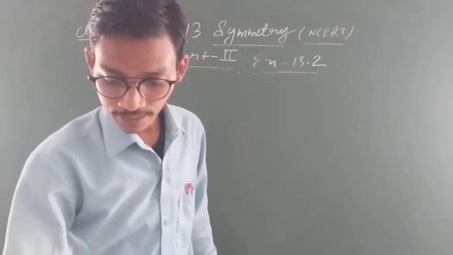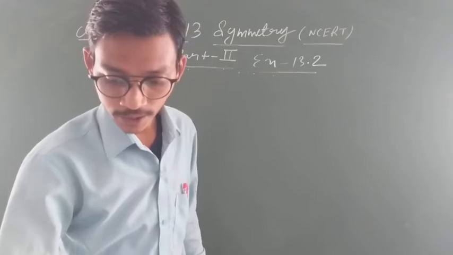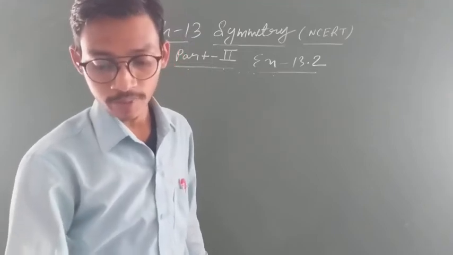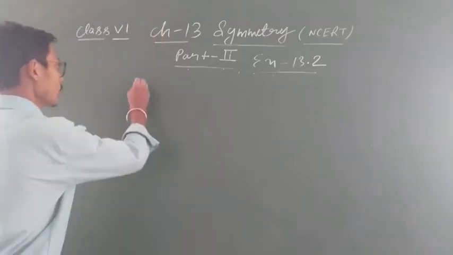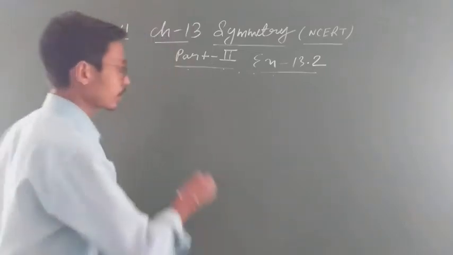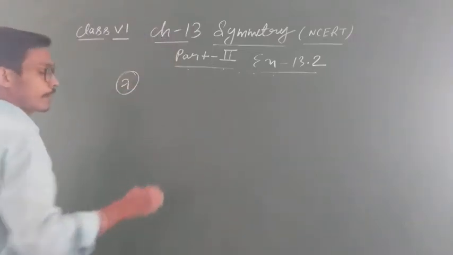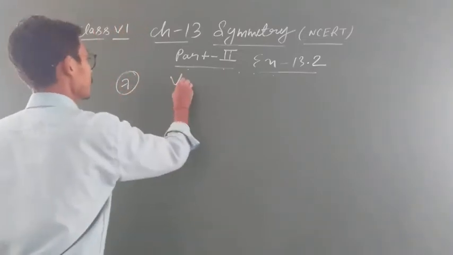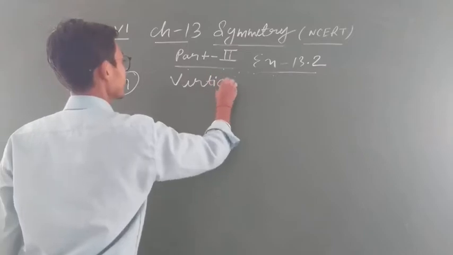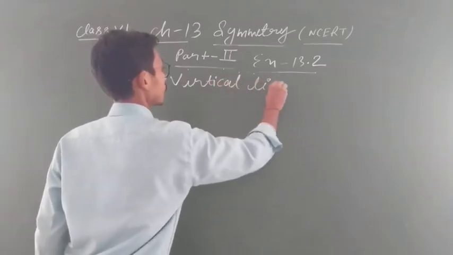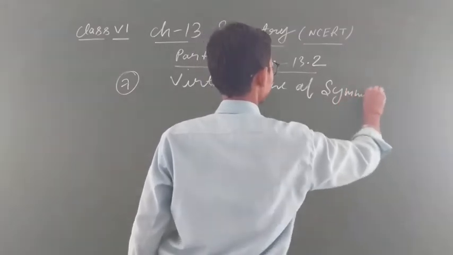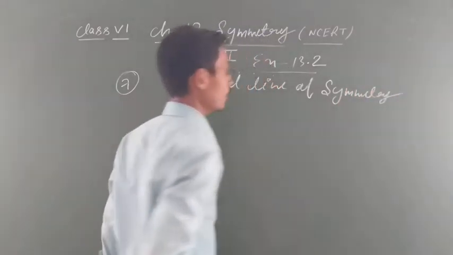7. Consider the letters of the English alphabet A to Z. List which have a vertical line of symmetry, a horizontal line of symmetry, or no line of symmetry. Now you have to draw the alphabet. In question number 7, you have to find the alphabet letters with a vertical line of symmetry, like a straight line.